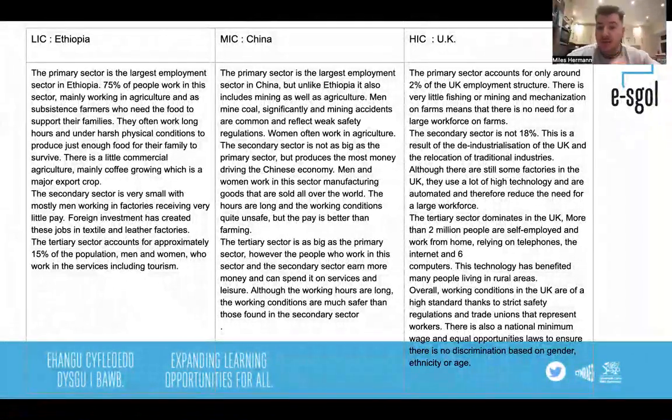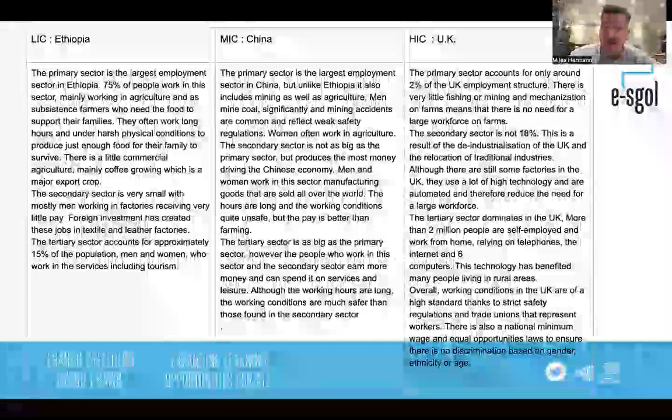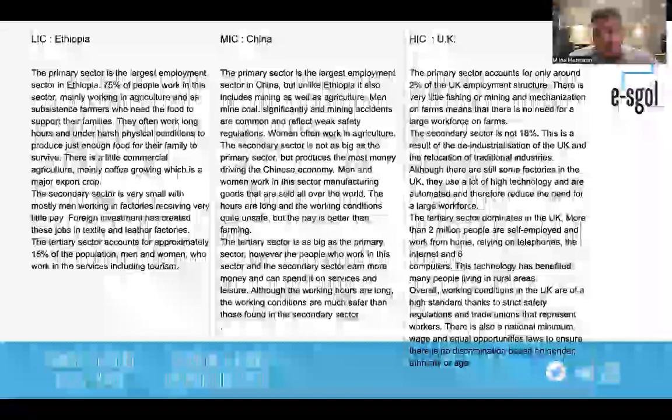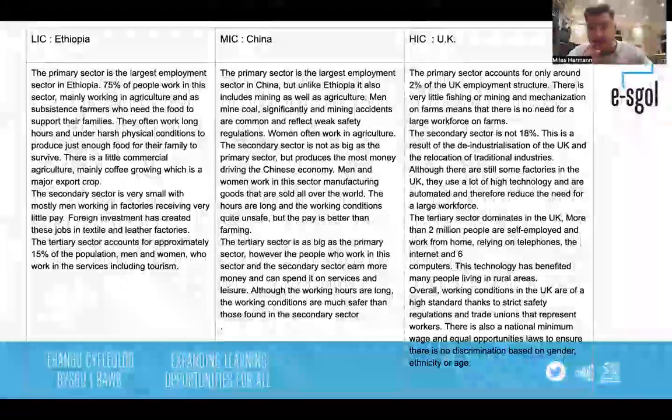The tertiary sector dominates in the UK. 2 million people are actually self-employed. They can work from home. They rely on telephones and the internet for this. Technology has benefited many people that live in rural areas to mean that they can have access to tertiary sector jobs instead of farming, as it once was.